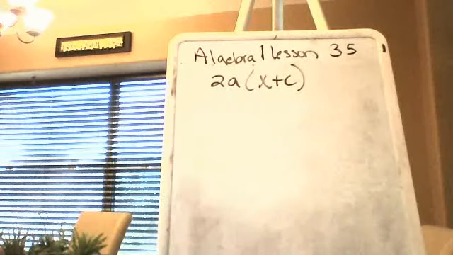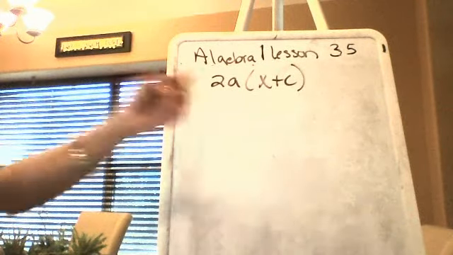This is lesson 35 in Algebra 1. We are talking about factoring. We just talked about how to get the greatest common factor. So let's go back and look at this.